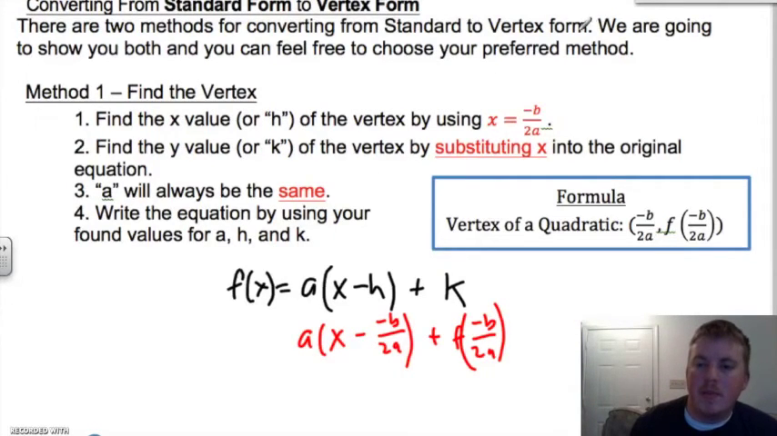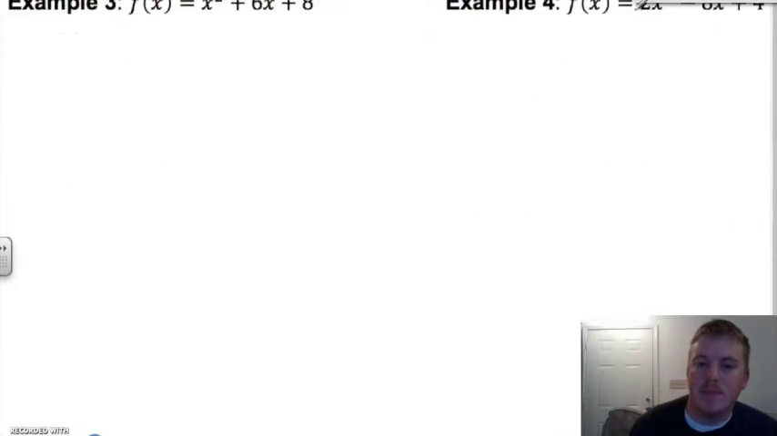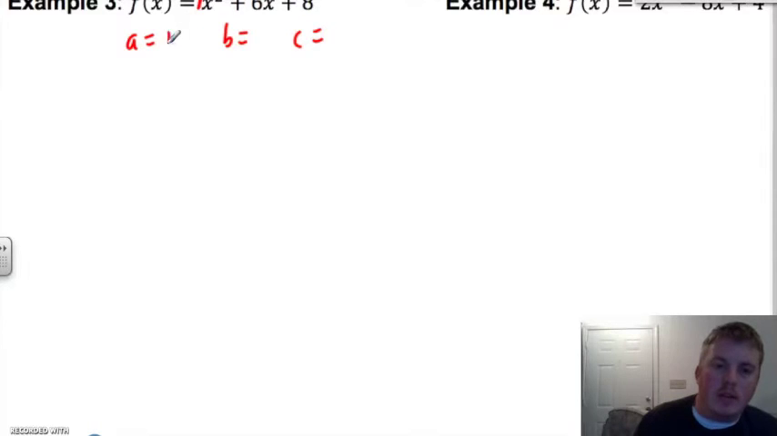We're going to flip back and forth to the slide so we can follow our process through, especially with the first example. So we are asked to go from f of x equals x squared plus 6x plus 8, and we're going to take it from standard form to vertex form. Just to help me out, I'm going to put what my a, my b, and my c are going to equal. My a, since there's no number there, is going to be a 1. Our b is going to be 6, and our c is going to be 8.